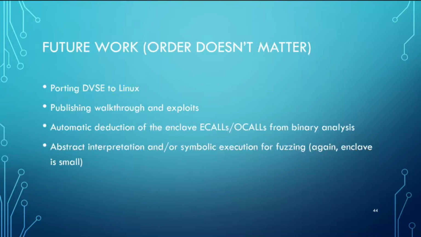Okay, what I'm going to do next, where I'm going to continue. I'm going to port this vulnerable SGX enclave to Linux. I'm going to publish a walkthrough and the exploits. I'm going to write a Python script for automatic deduction of enclave ecalls and ocalls and see how exactly it will succeed. In addition, I'll try to use something like abstract interpretation or symbolic execution for fuzzing. Again, the enclave is small, and most of the problems with code path explosion are less relevant here.